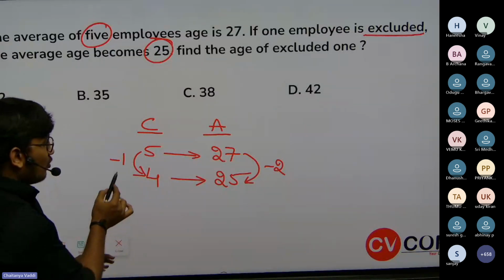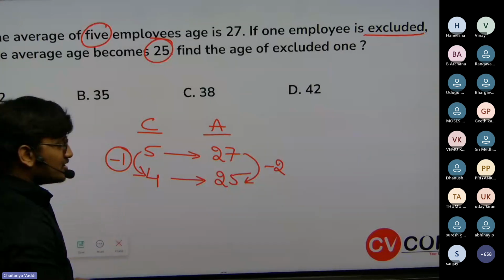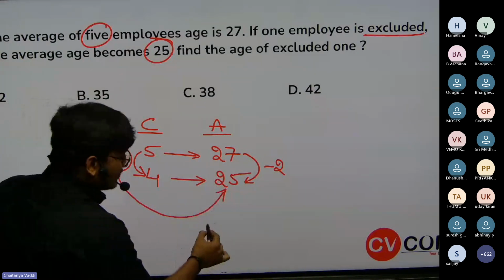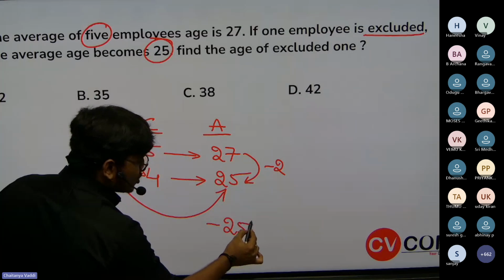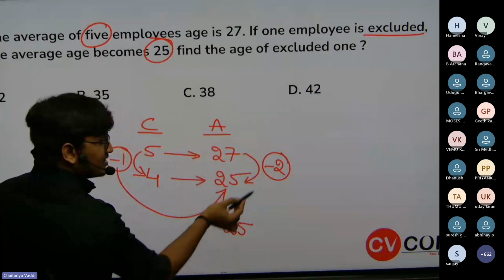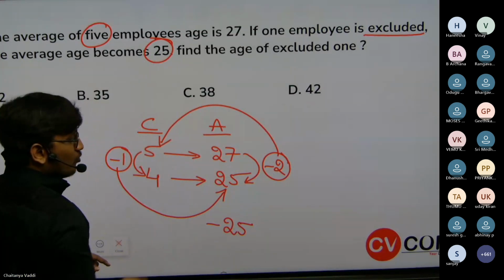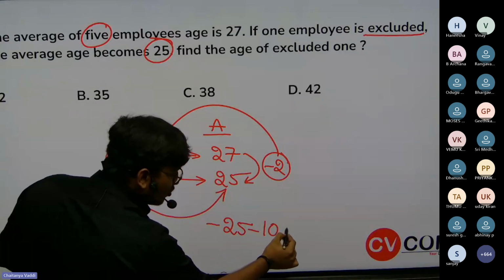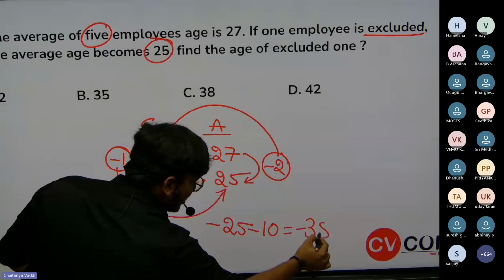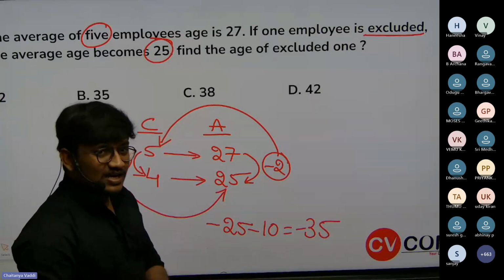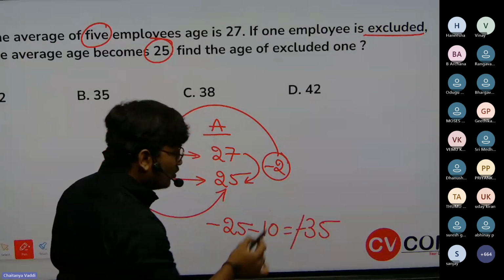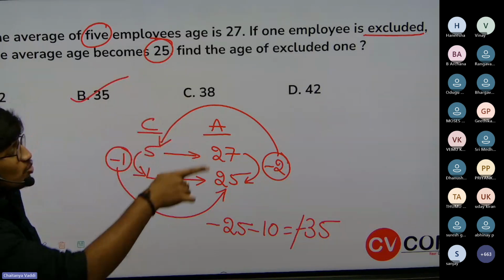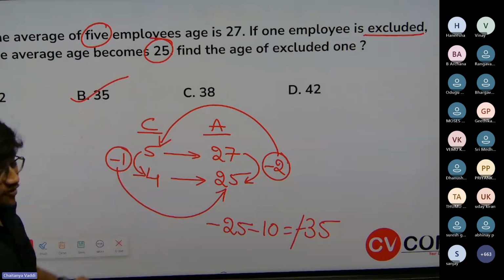Now this number should be multiplied with 25. What is -1 into 25? -25. The right side difference will be multiplied with the top number, so -2 into 5 is -10. So -25 and -10 will be -35. At last, if you get any negative value, ignore the negative sign and that will be your answer. The excluded person's age is 35 years.